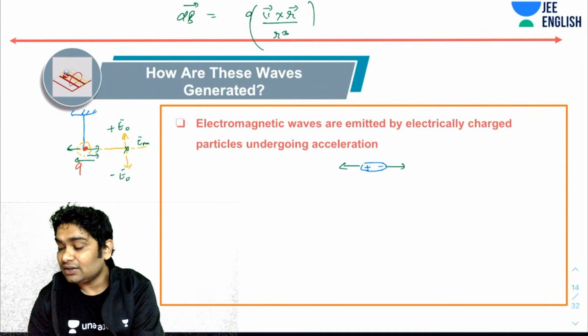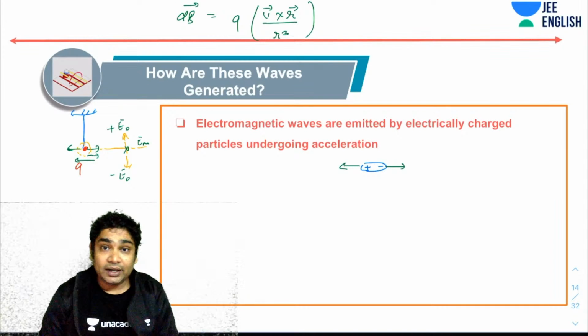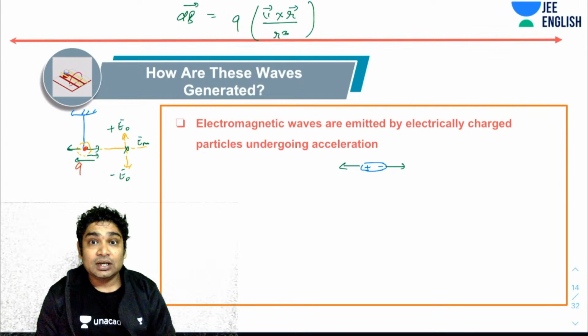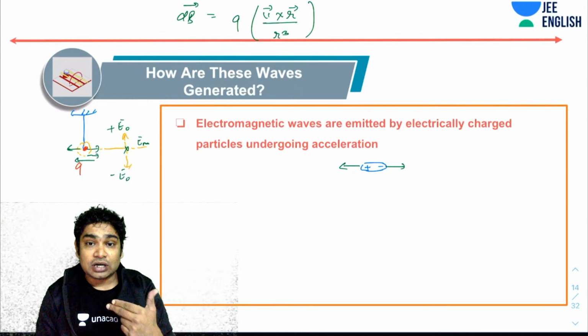So if you realize that when a charge is oscillating like this, not only the R will vary, the V will also vary. So because of this, the magnetic field produced at any point would also start varying.